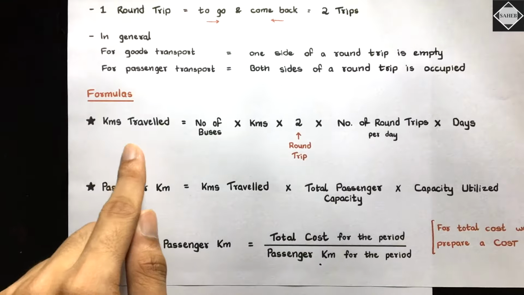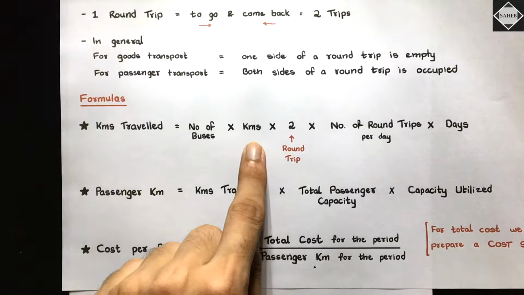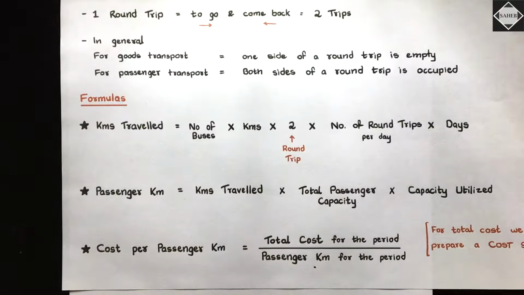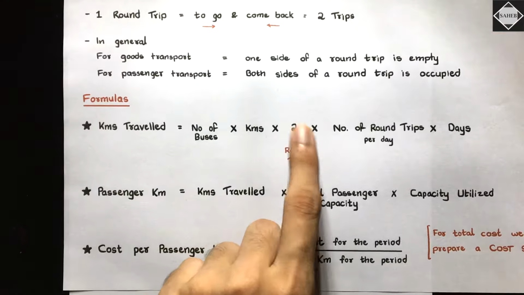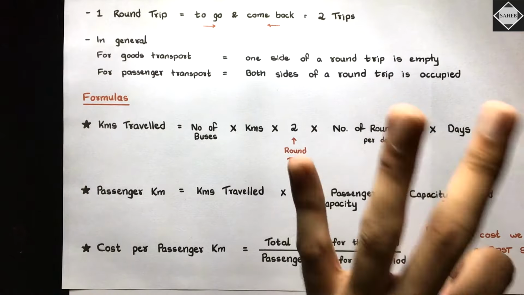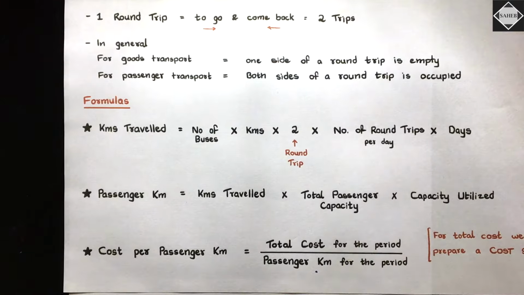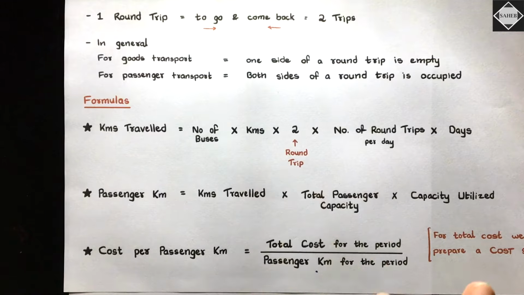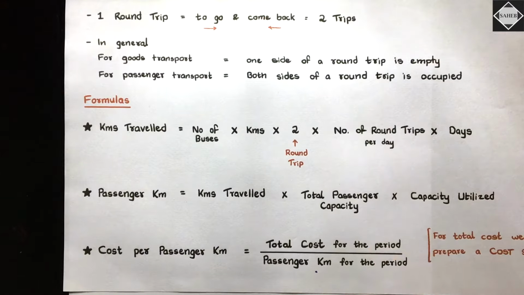You all know. First we calculate kilometers traveled. Number of buses, only 1 bus we have. How many kilometers? The distance between the two places, you all know it's 40, so into 40. Round trip, this is fixed, we always take this into 2. Then how many round trips? 3 round trips, you all know. How many days? 25 days in this question. Is the calculation over? No, we are calculating on yearly basis, so into 12 also we have to do.